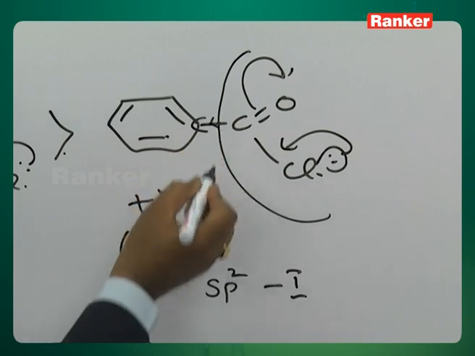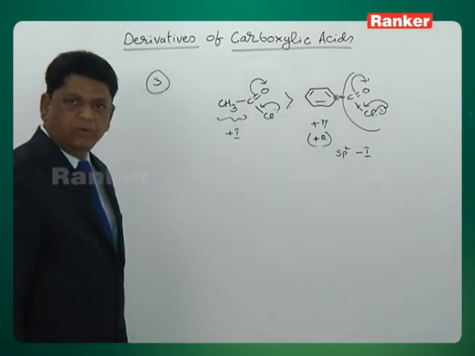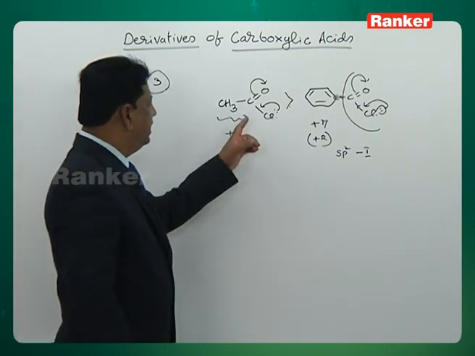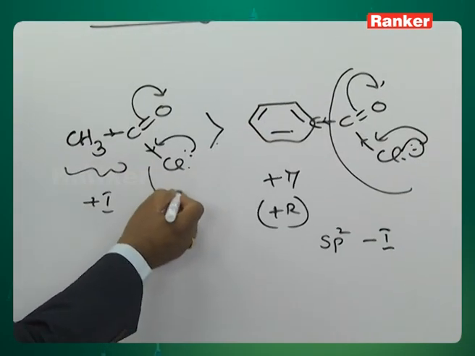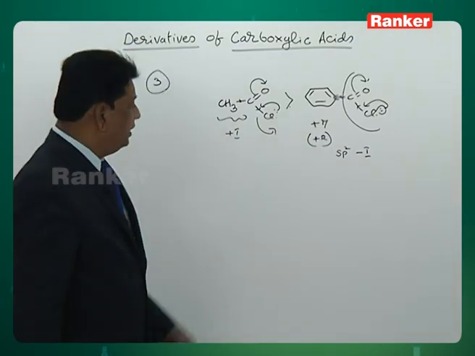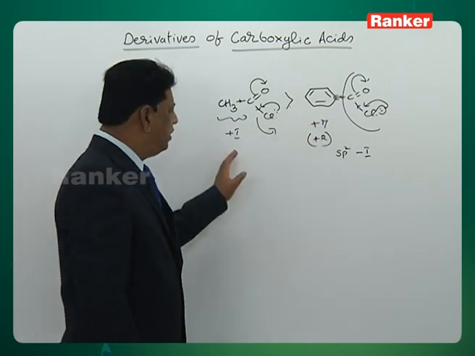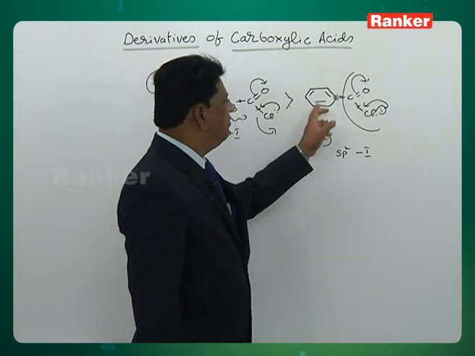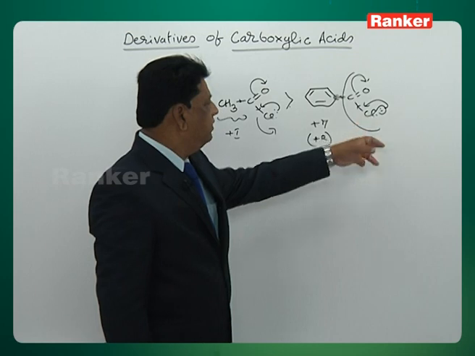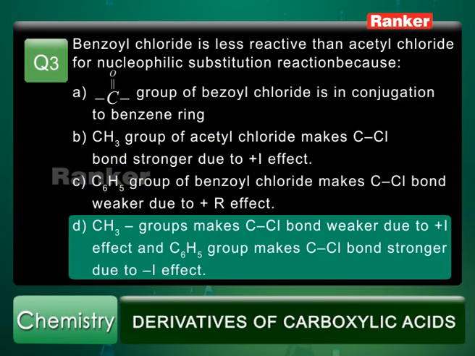When it is minus I effect, the chlorine and the C-Cl bond is not going out fast, whereas if you have a plus I group here, it pushes the Cl out, so the replacement of the Cl becomes easy. Therefore, benzoyl chloride is less reactive and acetyl chloride is more reactive. The answer has to be based only on the inductive effect, not the resonance effect in combination with the mesomeric effect; you cannot club these here. So the last option, D, is the right answer.